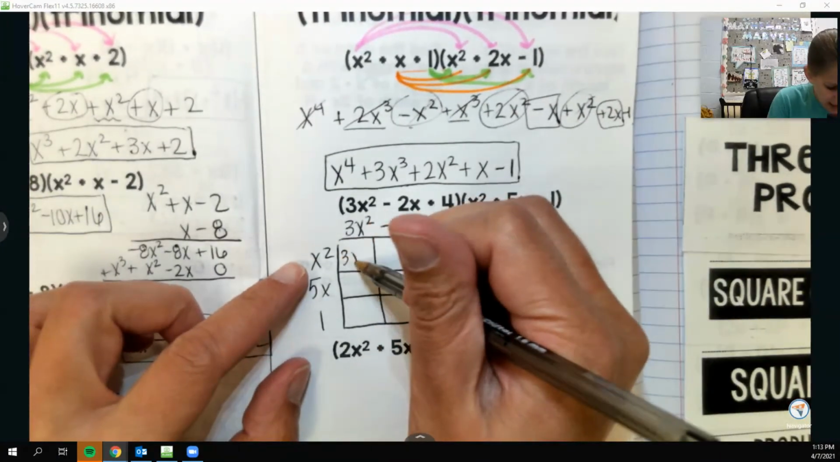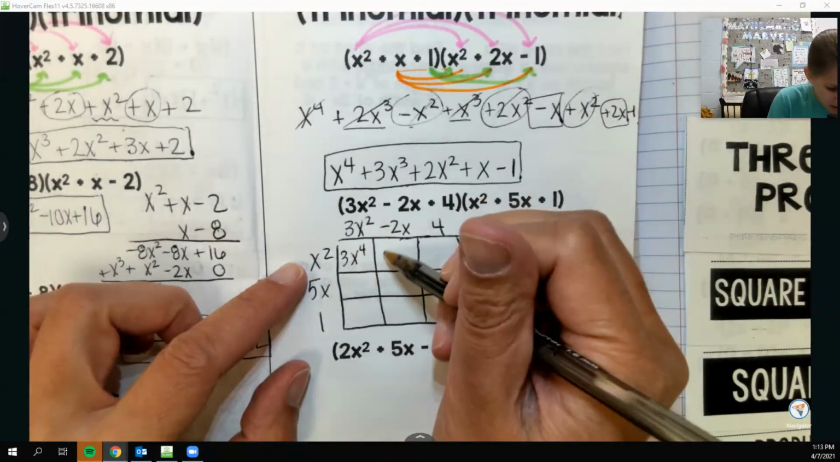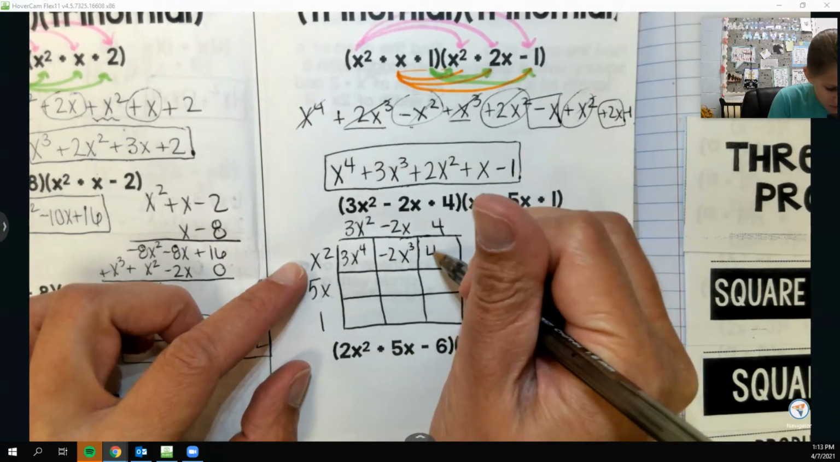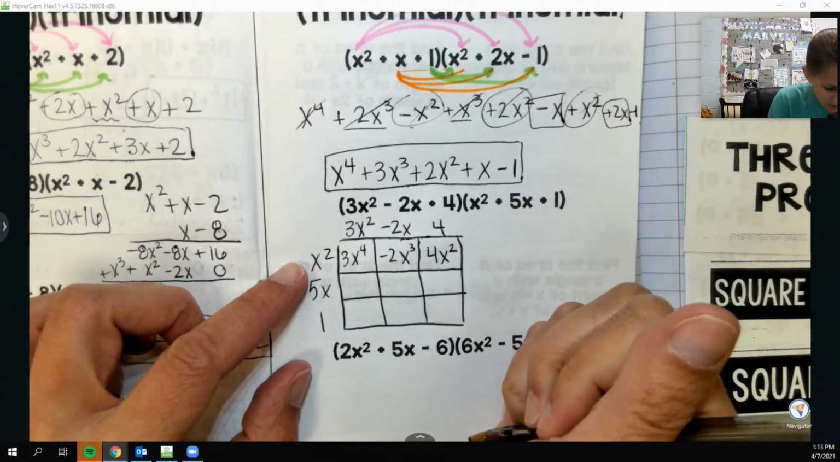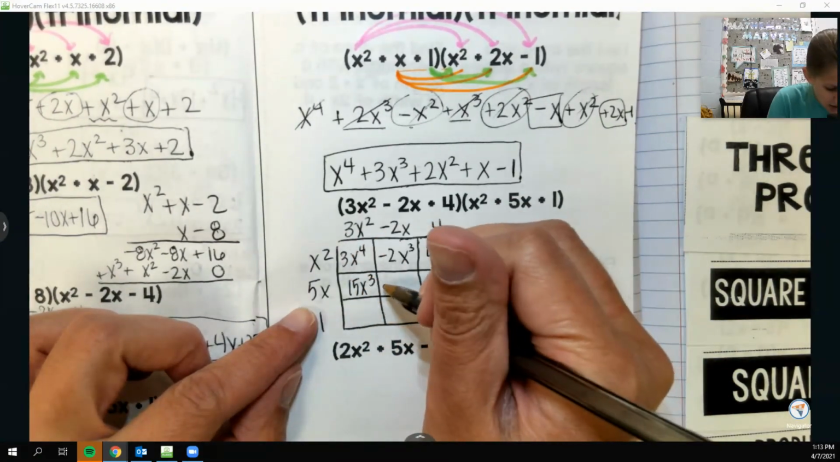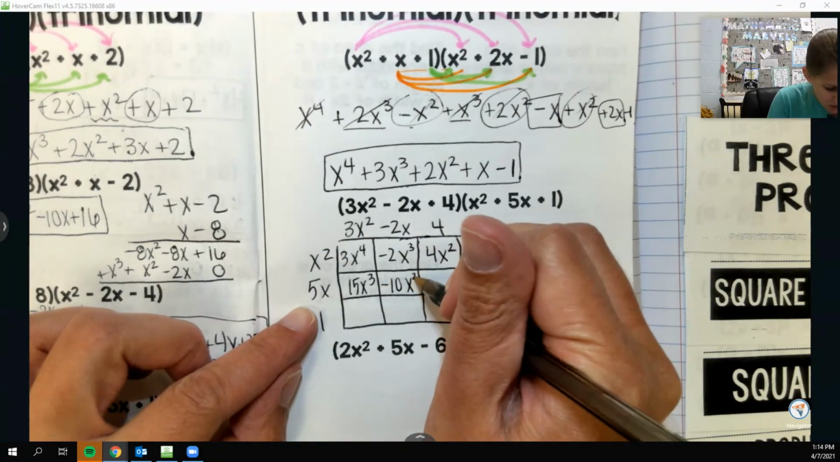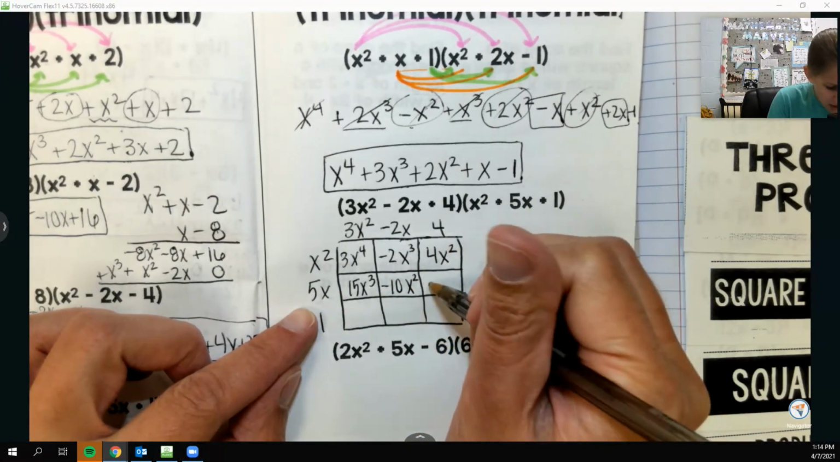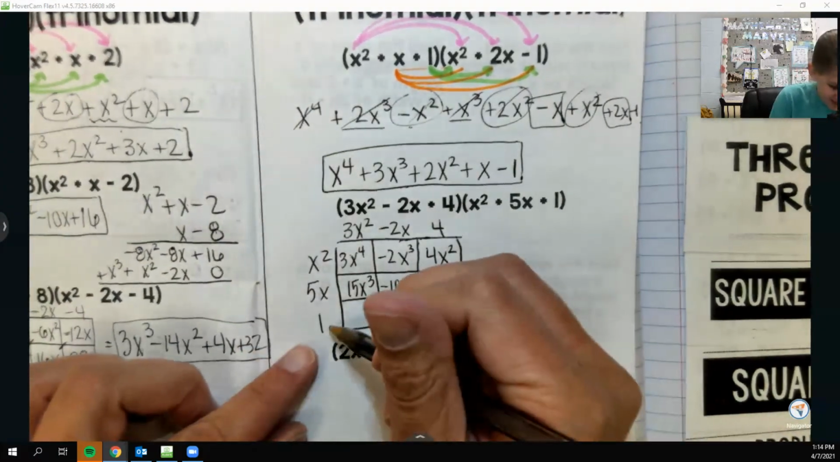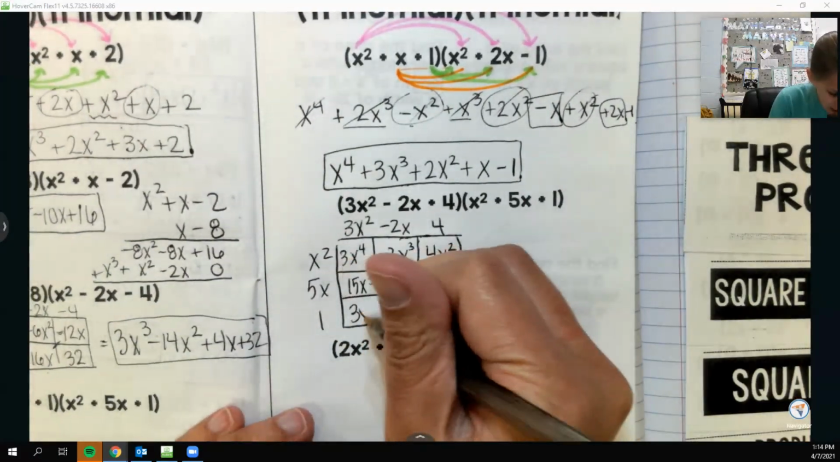So 3x to the 4th, -2x, 3, 4x squared. 15x to the 3rd, -10x squared, 20x. Last row. 1, thank goodness, it all just stays the same.